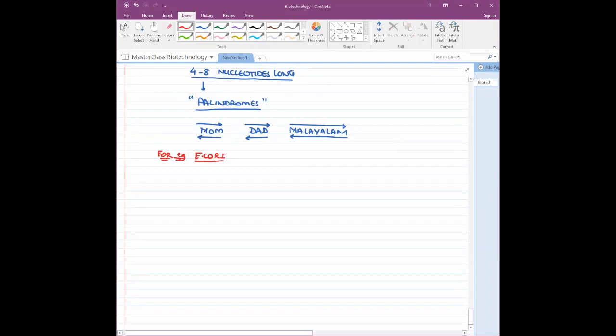EcoRI is going to recognize a sequence. Now, how is the sequence? Let's try to see. And guys, this example you need to remember because you have to put this down in your answer. The sequence is GAATTC. So guys, if on one strand it is GAATTC, how is it going to appear on the other strand? Let's try to see.